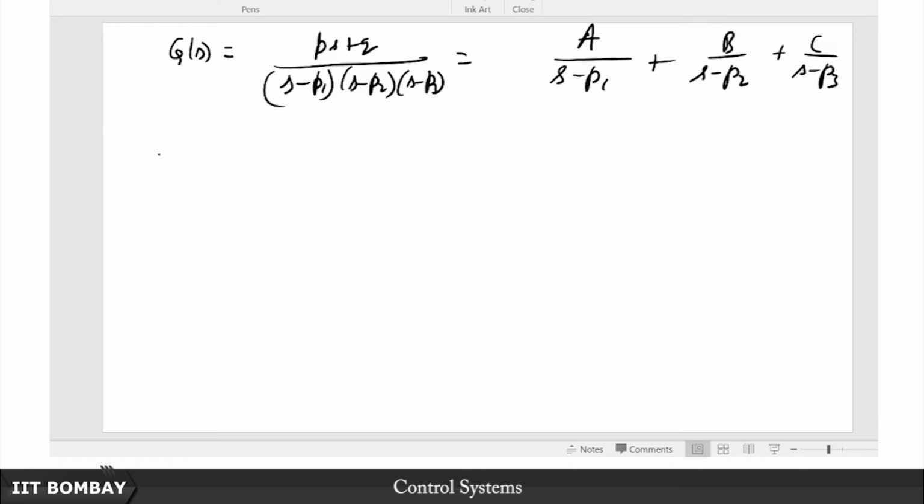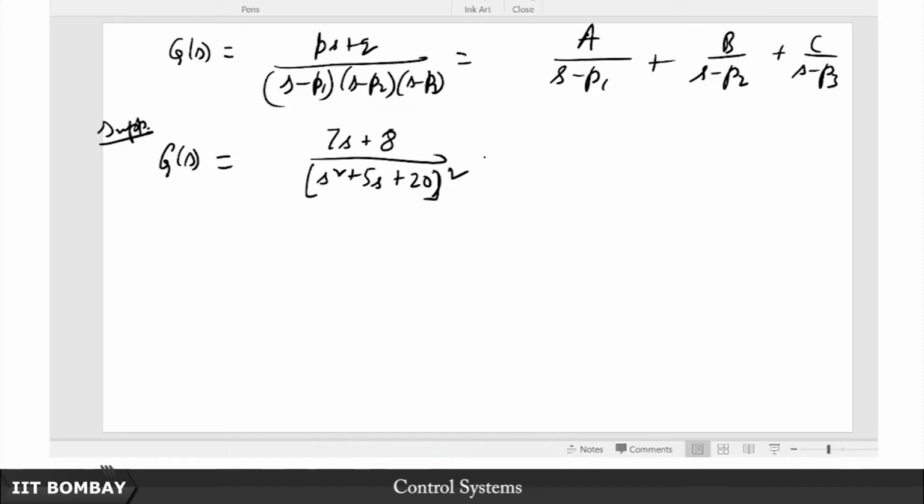Now, what if you forget the standard form for repeated poles, for instance? Suppose you have (7s plus 8) over (s squared plus 5s plus 20) whole squared. This is like a pair of repeated complex poles. I can leave this to you as an exercise; try it out when there are repeated complex poles. I will take a simpler one just for illustration.